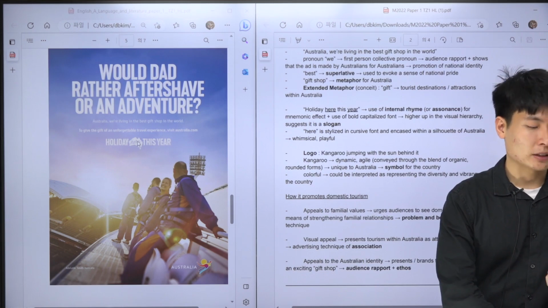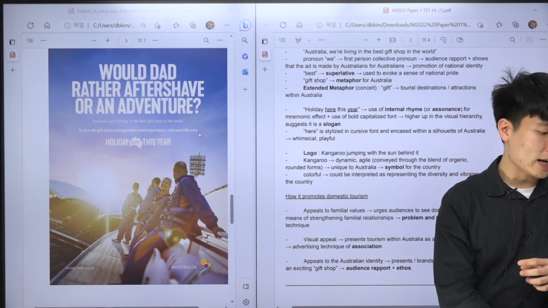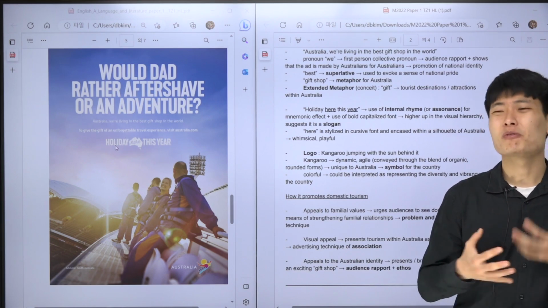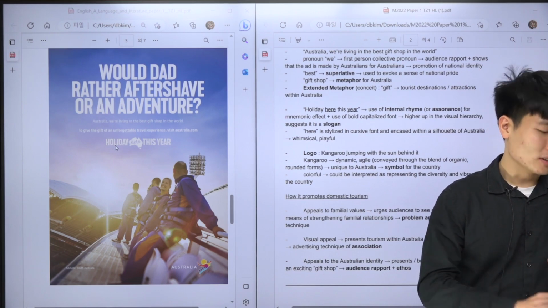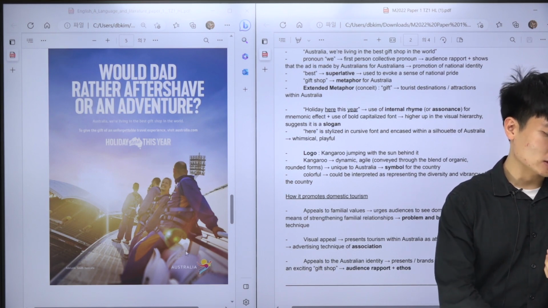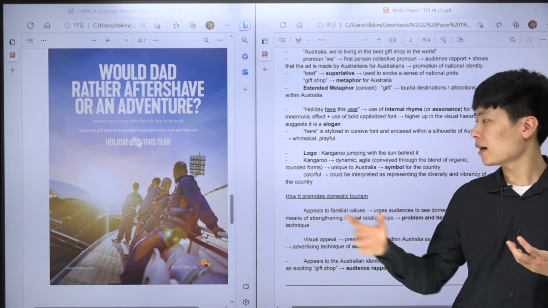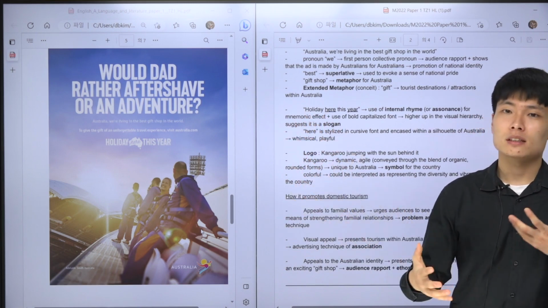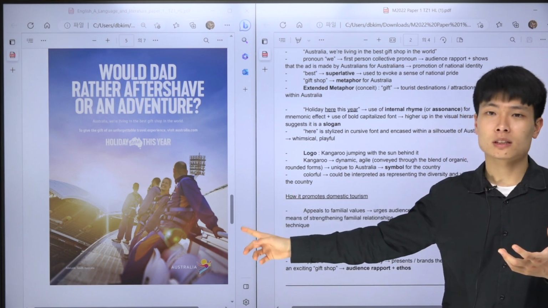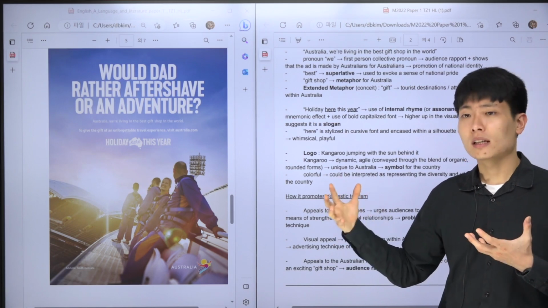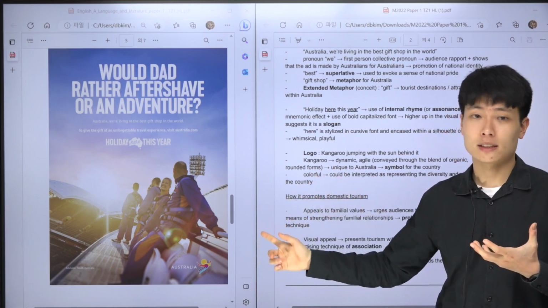We can also note the fact that the word "here" is stylized in cursive font, and it's encased within a map of Australia. So there's that whimsical, playful feeling going on here as well with that little detail. We can also mention the logo. Okay, so this is a smaller detail. Among the students with whom I have already done this text, many of them fail to notice or mention this, but this can also provide a very good interpretation of the text if used right.